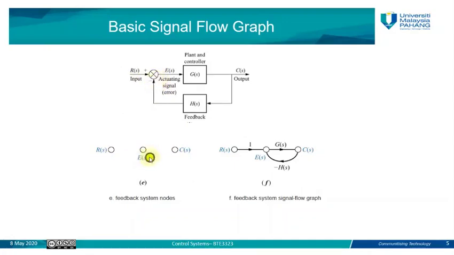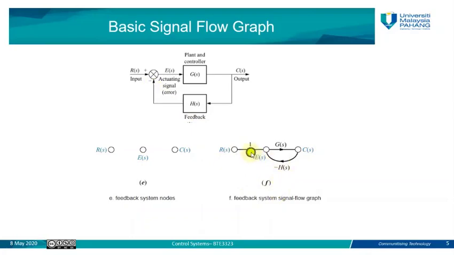Okay, then we need to draw the lines or the branches between the nodes, to show interconnection between nodes. And between RS and ES here, there are no subsystems, no transfer function. We just draw it as a line with the gain of 1. Then between ES and CS we have one subsystem, one transfer function, which is GS. So we write it as GS here. And then the feedback loop, which is HS here, with the negative feedback. Since it's negative, we put negative HS here.